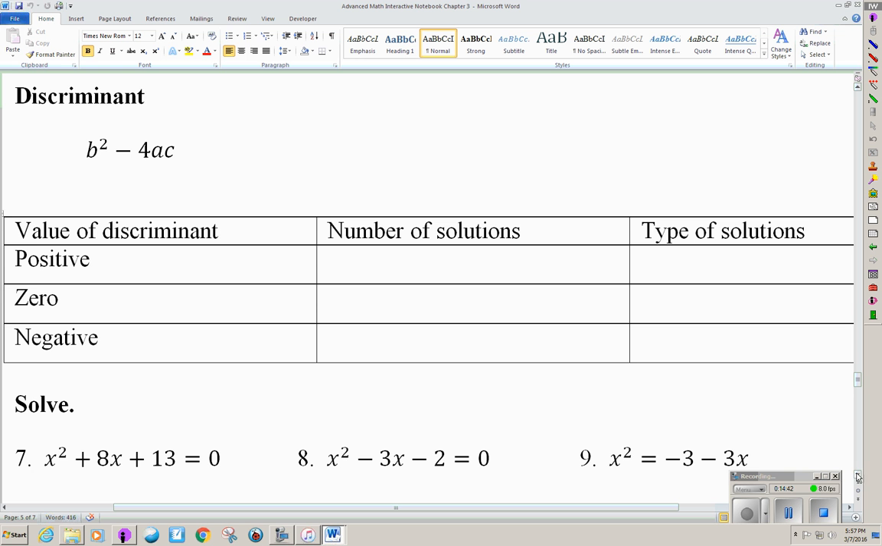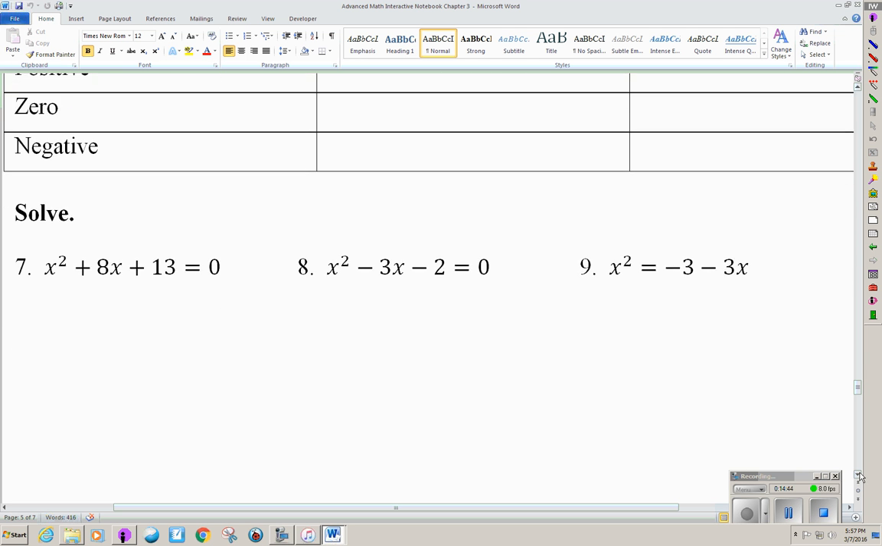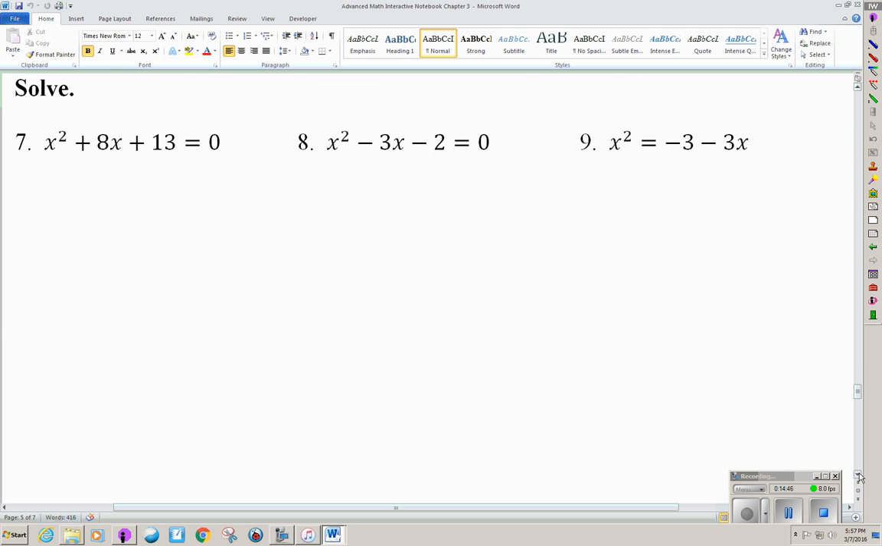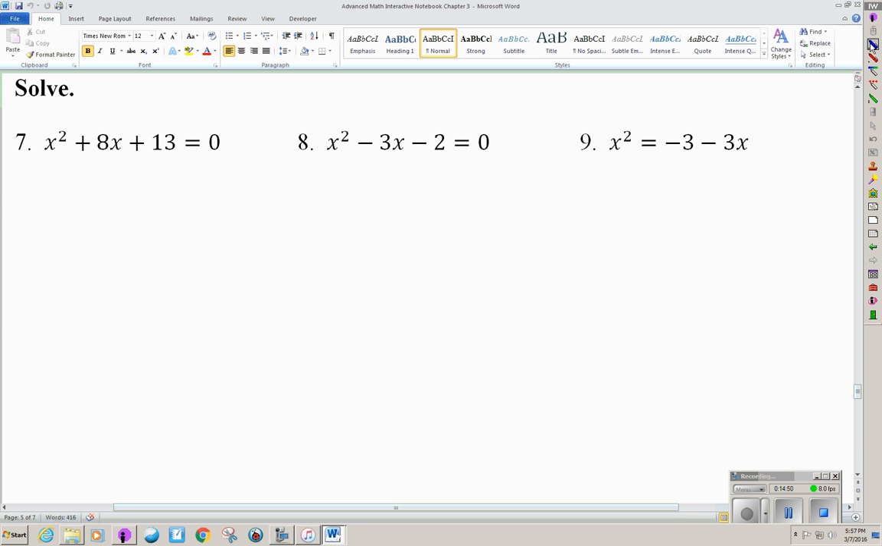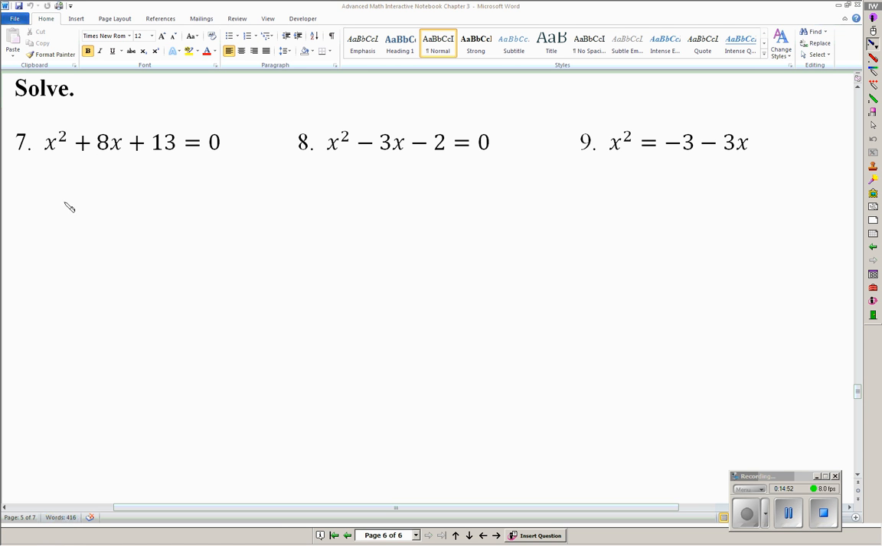So let's use the quadratic formula to solve each of these. Now, if you can factor, factoring is always the easiest way. But if you can't factor, you can still do the quadratic formula. And even if you can factor, you can still do the quadratic formula. It'll take a little bit longer than factoring, but it still works. So we'll do all of these with the quadratic formula.